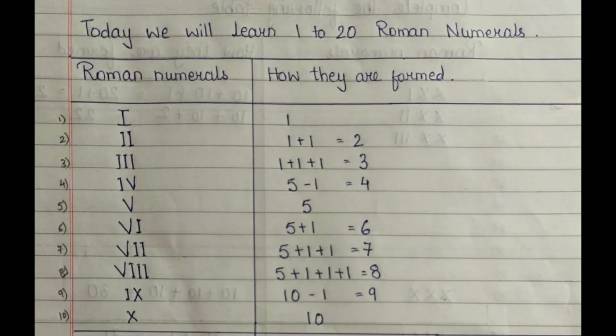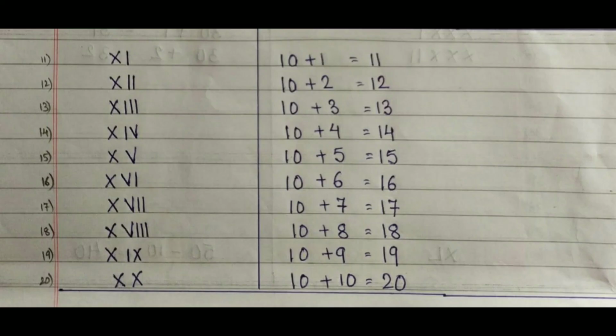Now, look at the chart given here and learn to write the Roman numerals 1 to 20. Do write down all the notes in your notebook, learn the given points by heart and learn to write 1 to 20 in Roman numerals.